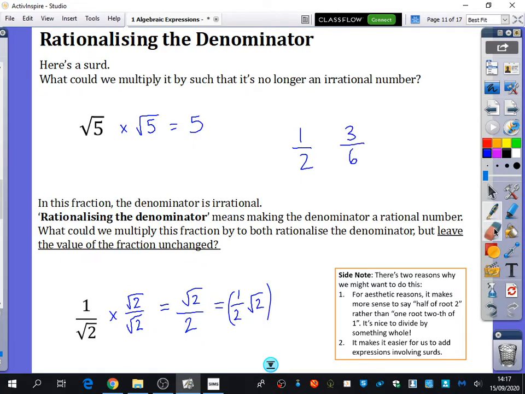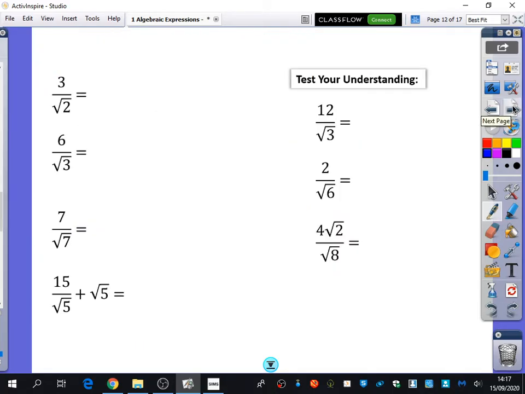So for now, there's not going to be some super real life reason why we need to do this. It's just learning skills that will help us access higher maths in the coming months. So we've got a few here. I'm just going to do these 3, and then you're going to have a go at these 3 in just a second.